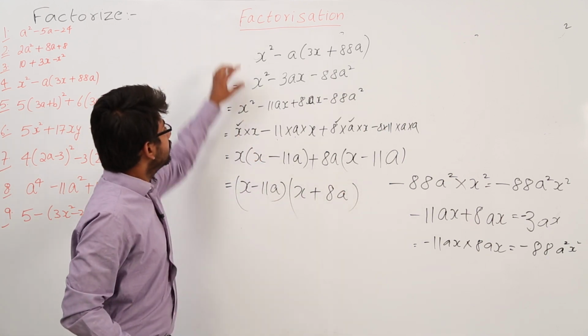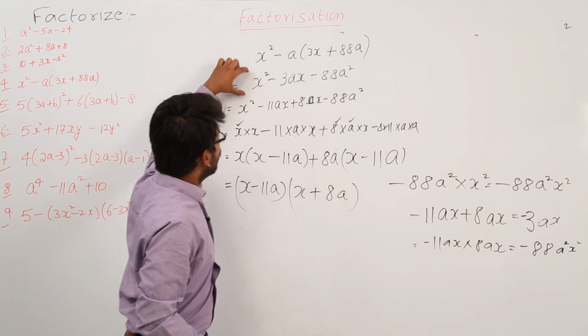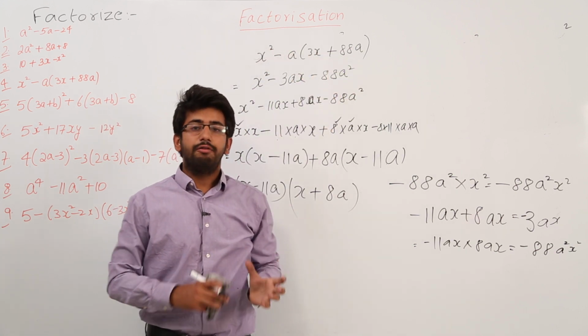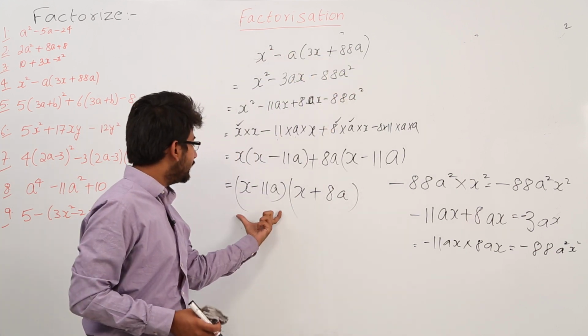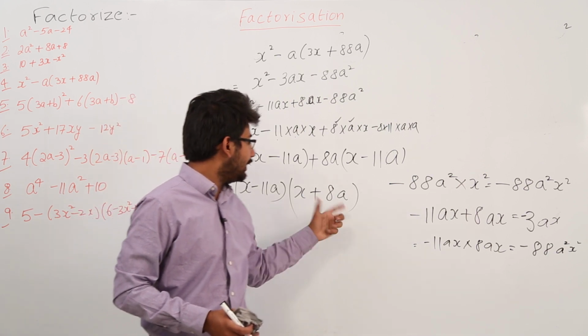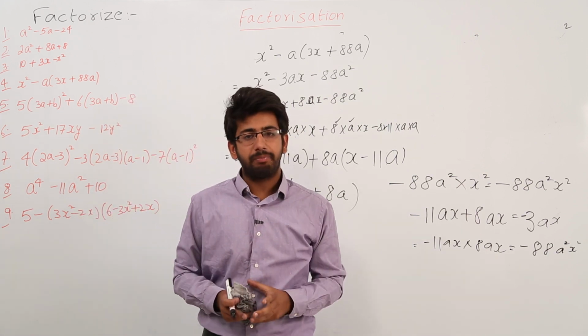So that means this particular expression, when factorized, will give me two factors: x minus 11a, and the second factor is x plus 8a.